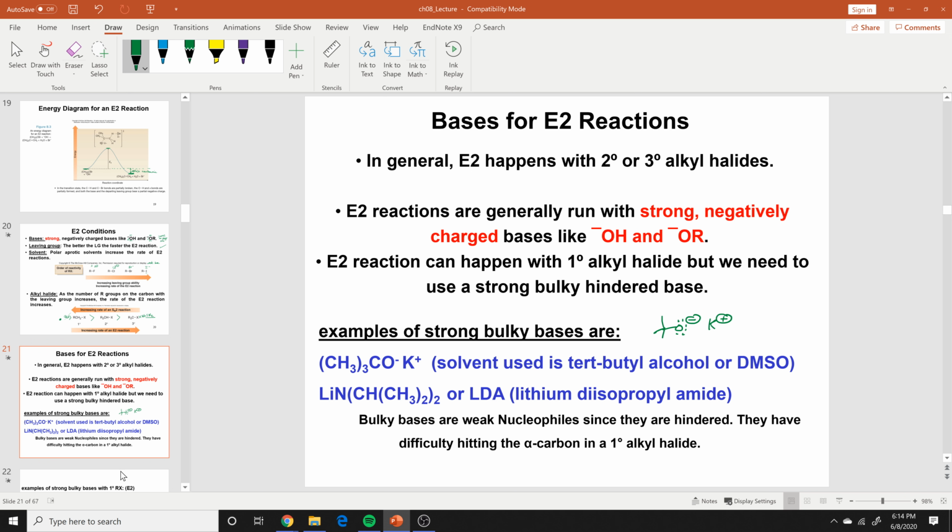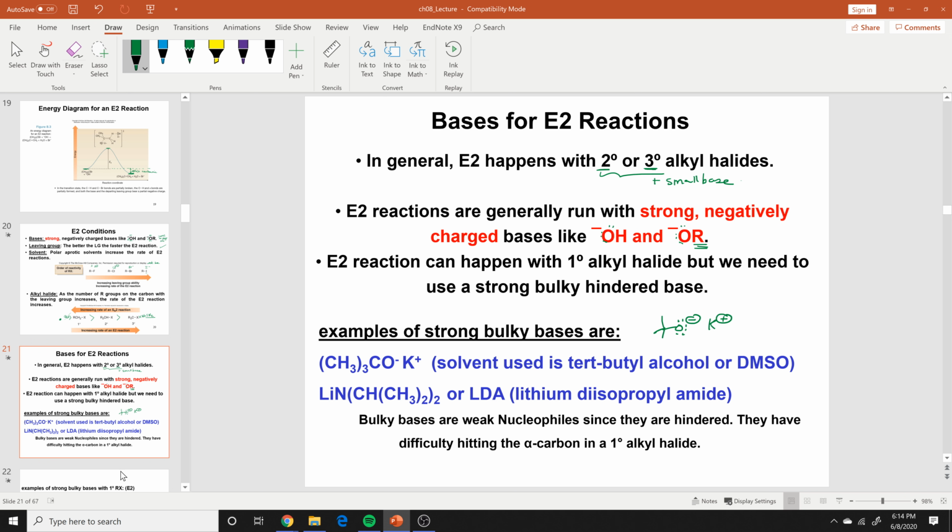In general, E2 happens with a secondary alkyl halide. It happens with a tertiary alkyl halide with any of the small bases. So with these two plus a small base. So what are the small bases? The small bases are OHs, they are ORs, and there, whether the R is 1 carbon, 2 carbon, 3 carbon, these are all considered to be small bases.